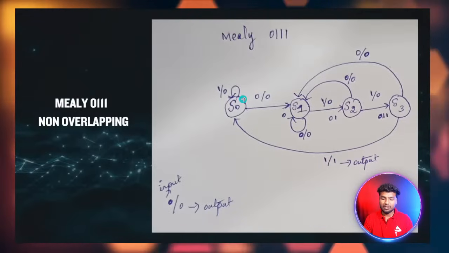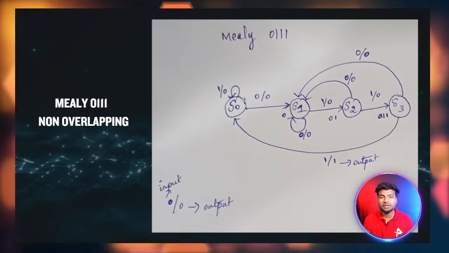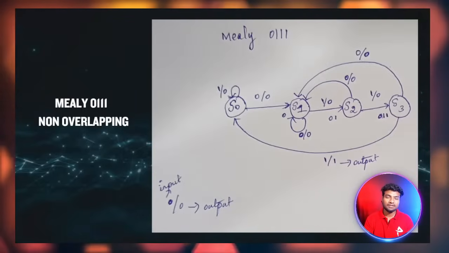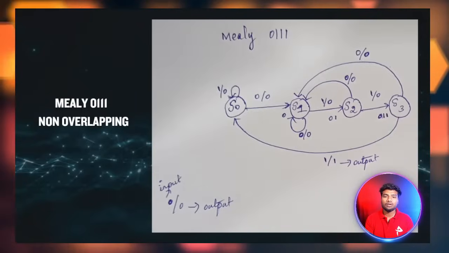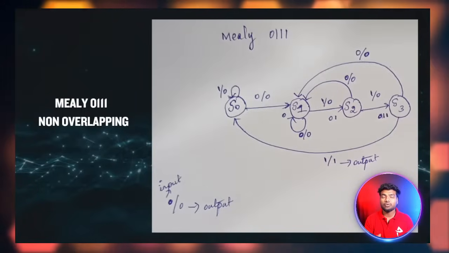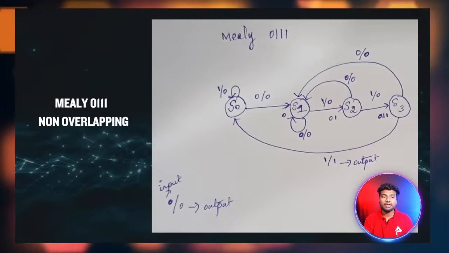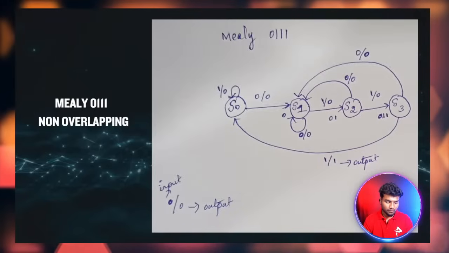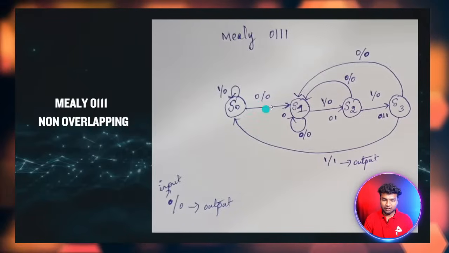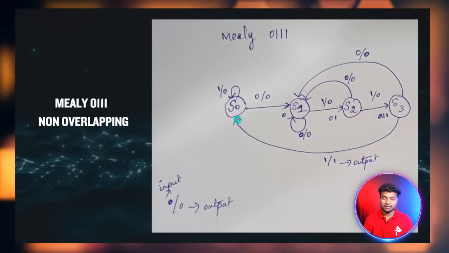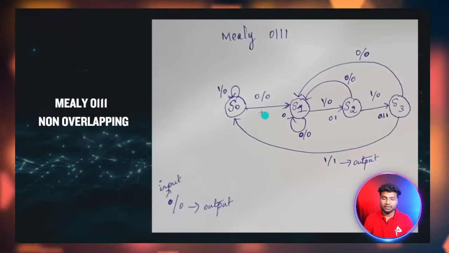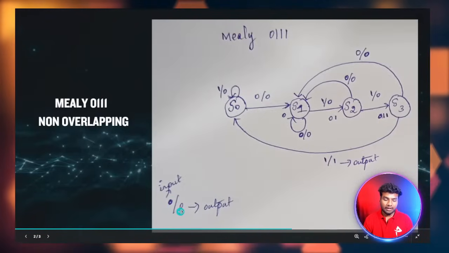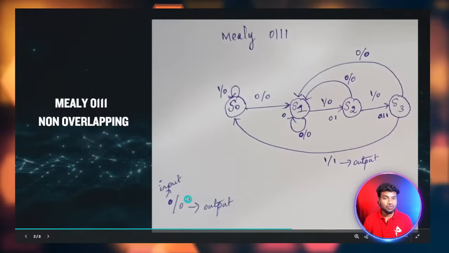In the Mealy machine, if you are dealing with 4 bits, you only require 4 states, whereas in a Moore machine you would have to create 5 states. So no need to create 5 states. Here I have created the 4 states S0, S1, S2, S3. The numerator refers to the input, and the denominator refers to the output.